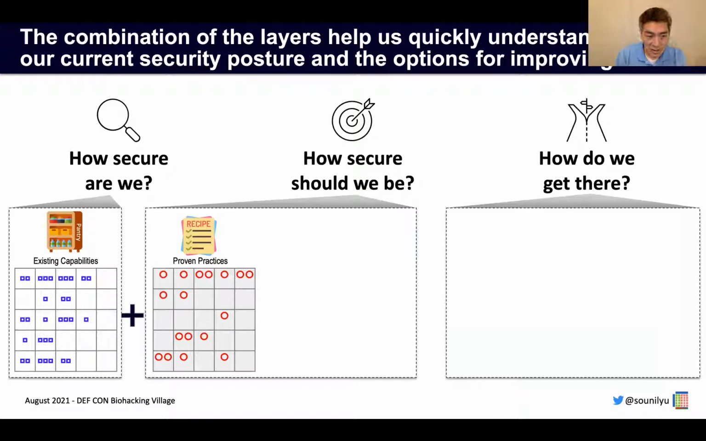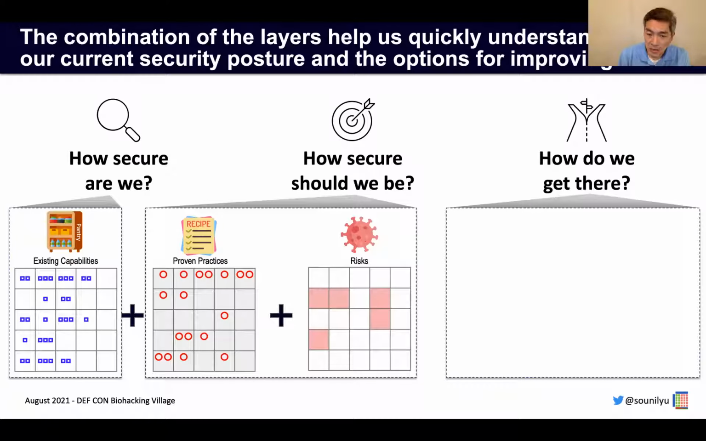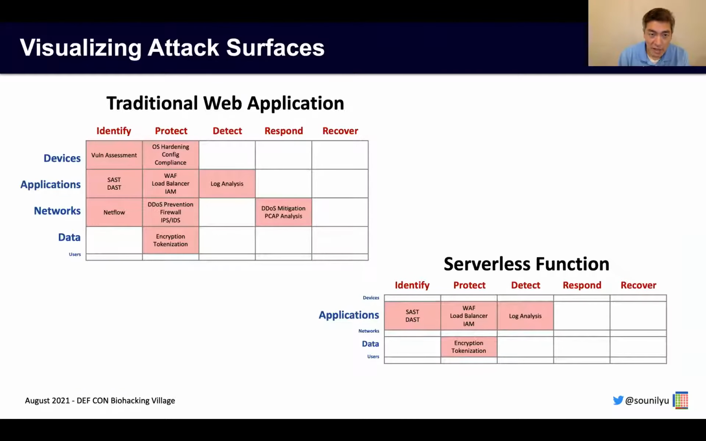So we've captured existing capabilities, we've captured proven practices, and to be able to answer the rest of the question on how secure we should be, let's also look at risks. And to that end, the cyber defense matrix provides a way that we can actually visualize our risk and attack surfaces and vulnerabilities and so on and so forth. So here's an example of how we can look at attack surfaces. If I look at a traditional three-tier web application, there's a lot that I need to secure. I need to secure the server, I need to secure the application, I need to secure the network, I still need to secure the data.